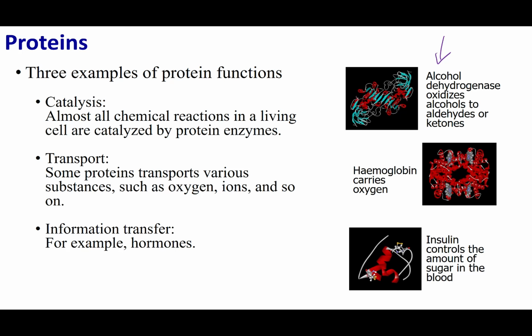If you produce a lot of alcohol dehydrogenase, this is the type of person that can drink a whole bunch of alcohol and not feel drunk. If you're one of those people that are one and you're done, well, that means you're not producing a lot of alcohol dehydrogenase. Another type of protein class is transport.